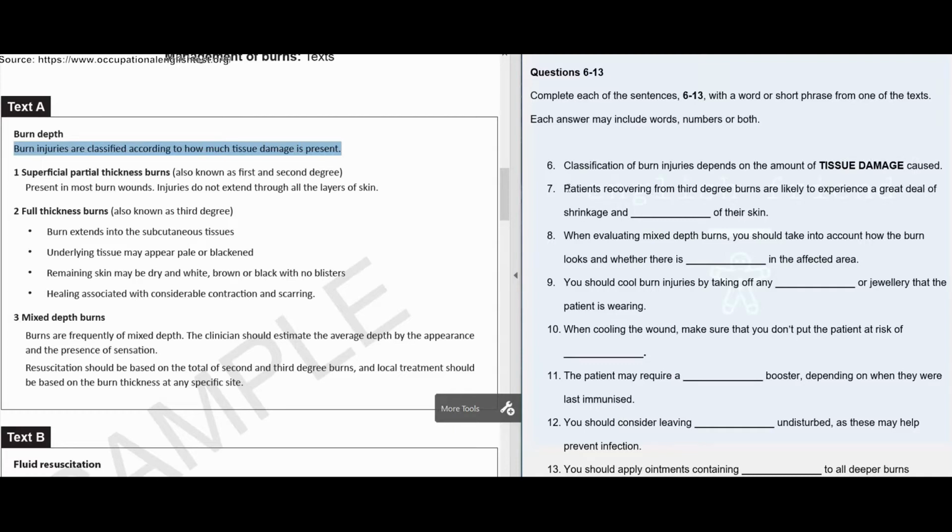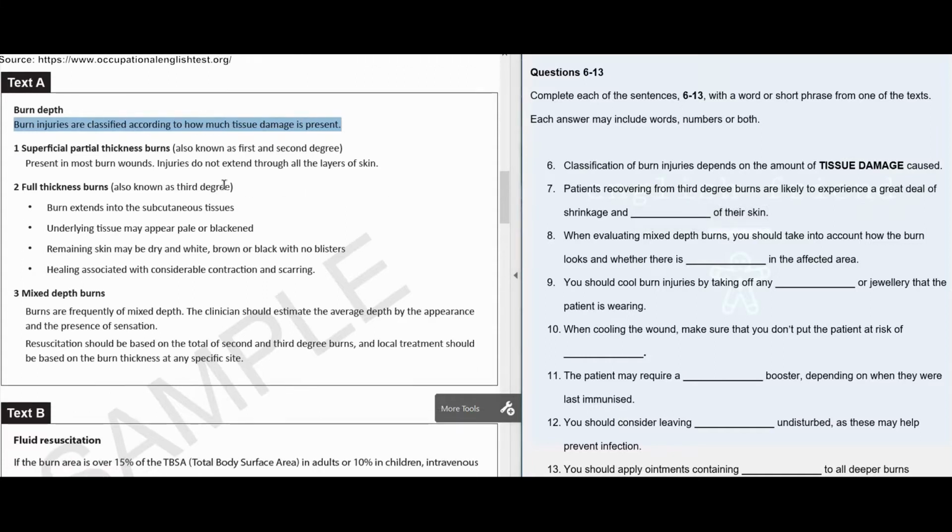Now question number 7. Patients recovering from third-degree burns are likely to experience a great deal of shrinkage and dash of their skin. This also can be found in text A, because here you will find about the third-degree burn. Here you may see healing associated with considerable contraction and scarring. So contraction cannot be written because here they have given the information that a great deal of shrinkage occurs. So we cannot write contraction, it would be a repetition. So our answer is scarring.